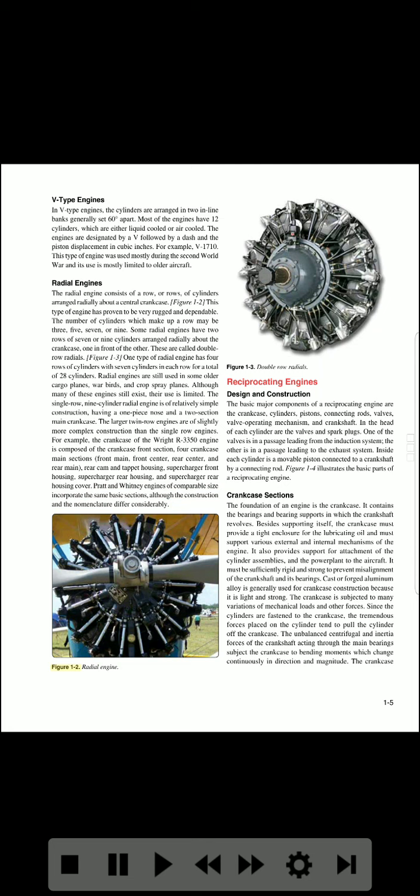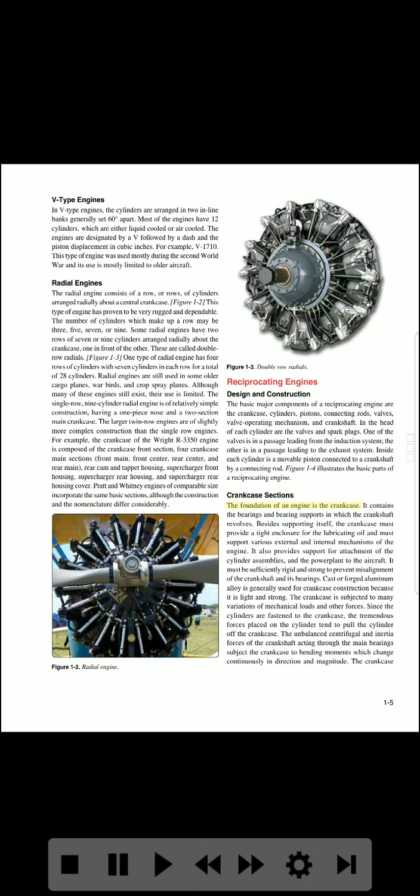Figure 1-2. Radial engine. Figure 1-3. Double-row radials. Reciprocating engines. Design and construction. The basic major components of a reciprocating engine are the crankcase, cylinders, pistons, connecting rods, valves, valve operating mechanism, and crankshaft. In the head of each cylinder are the valves and spark plugs. One of the valves is in a passage leading from the induction system, the other is in a passage leading to the exhaust system. Inside each cylinder is a movable piston connected to a crankshaft by a connecting rod. Figure 1-4 illustrates the basic parts of a reciprocating engine.